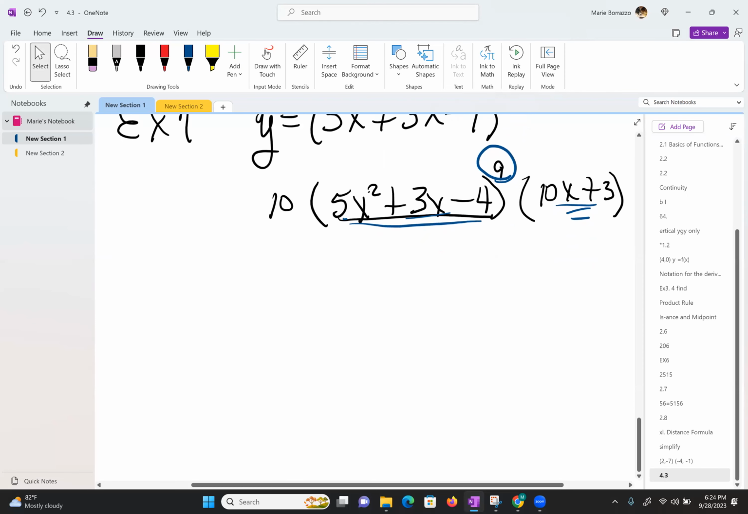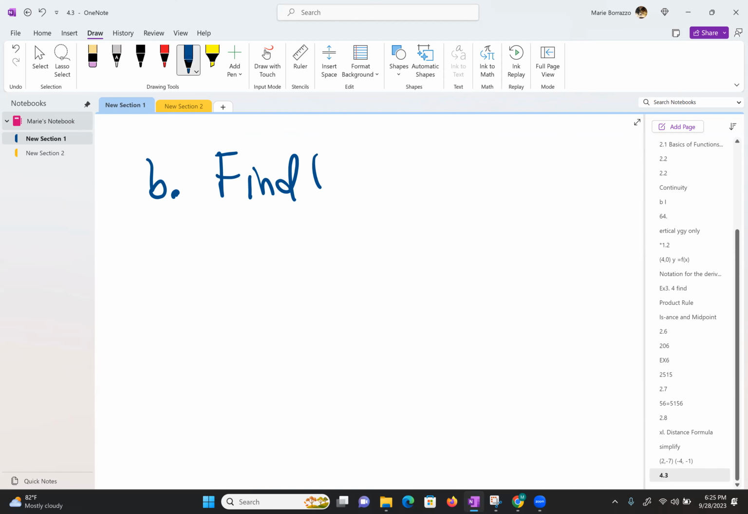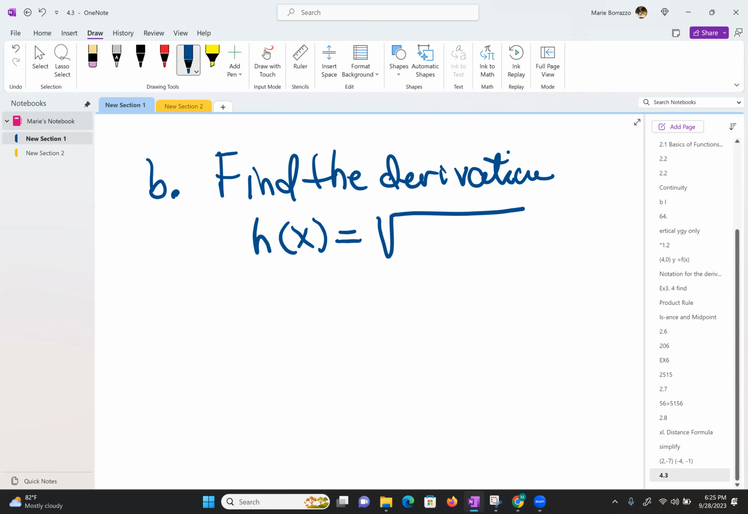So in example 7, I have a couple of other examples I'm going to throw your way. This is example 7b. I want you to look at the question. It says, find the derivative. And again, they can ask you with the notation or like this. They're giving us h of x, and they're telling us that that is the square root of 7x minus 8x squared.